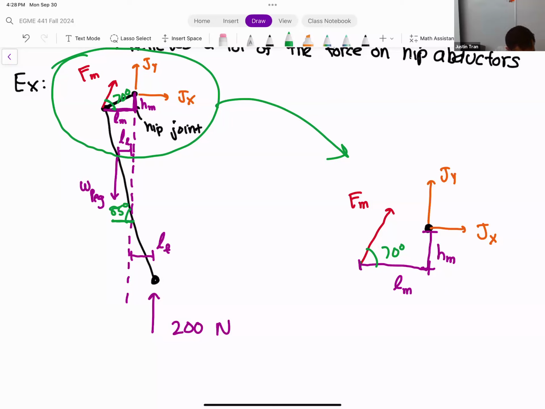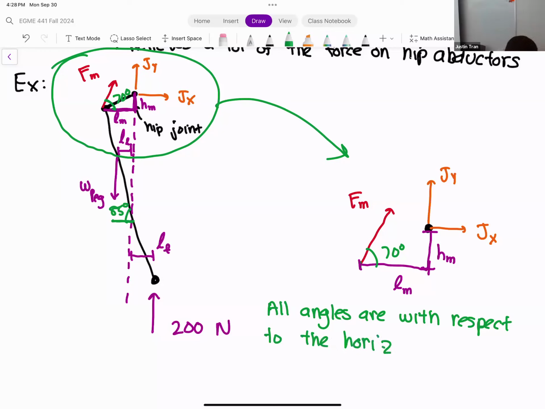One other thing that I'll note here, that'll be important for us when we're computing the moments, is that all angles that are displayed here, so the 70 degrees and the 85 degrees, are all angles with respect to the horizontal. So that's a little bit different than what we're used to as well.